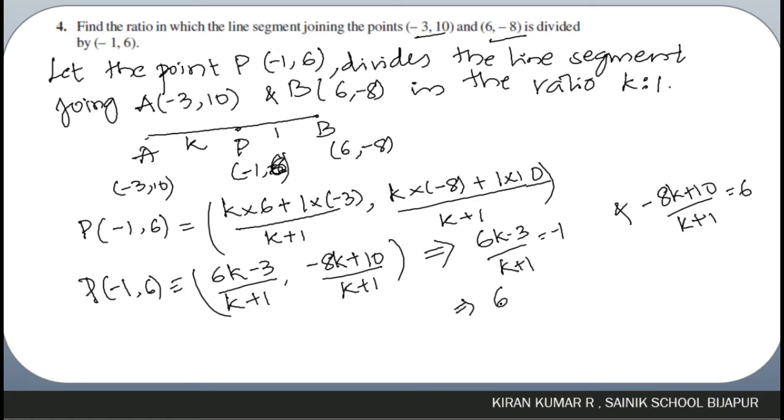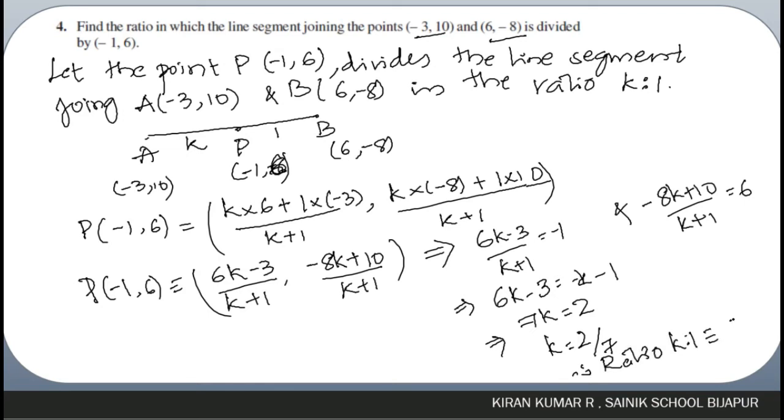Here we get 6k minus 3 equal to -k minus 1. So on simplification we get 7 times k equal to 3 minus 2, which is 2. So the value of k is 2/7. Therefore the required ratio k:1 is same as 2/7:1, which is same as 2:7. Question number 5.